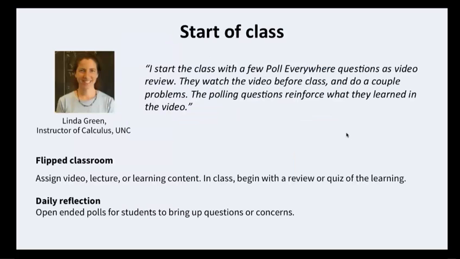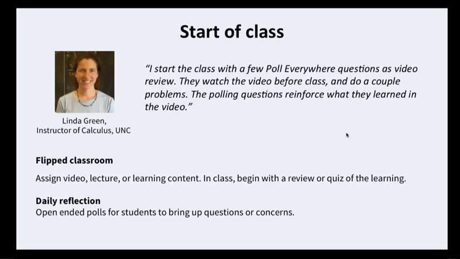In the start of class, you might take part in active learning or a flipped classroom. So Linda Green is an instructor of calculus at UNC, and she likes to start class with a few poll everywhere questions. She assigns a video or a lecture or learning content as homework, and then in class, using polling questions, can do an active review of the learning that was done at home. You might also want to try a daily reflection to get your students ready and prepared and back in the mindset of your classroom environment.